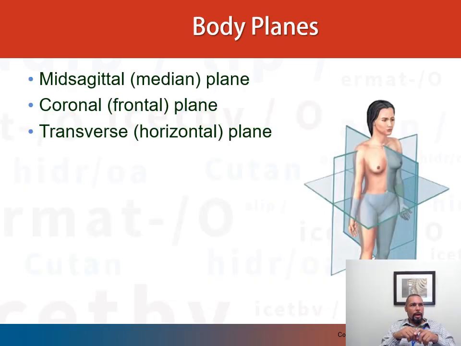When we're talking about body planes, again, this is a very basic necessity to know for those of you going into the nursing field and the radiology field. Your mid-sagittal plane is your medial plane. Then you have your coronal plane that separates your front and your back, which is this one right here. And then you have your transverse plane that cuts your body in half, which would be this one right here.